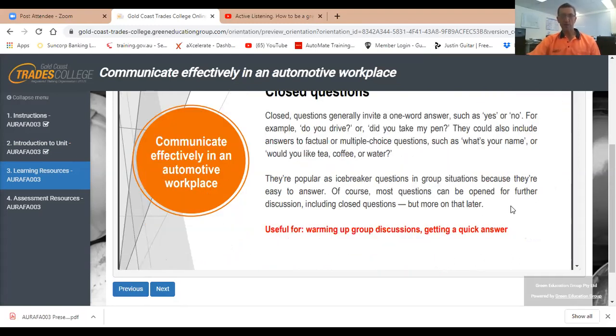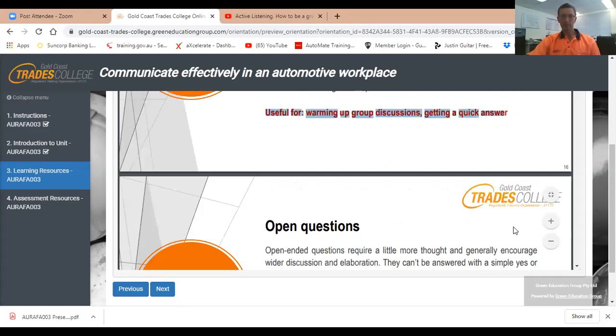They're popular as an icebreaker in group situations because they're easy to answer. Of course, most questions can be open for further discussion, including closed questions, but more on that later. So what are they useful for? Warming up group discussions or giving a quick answer. That would be a closed question.